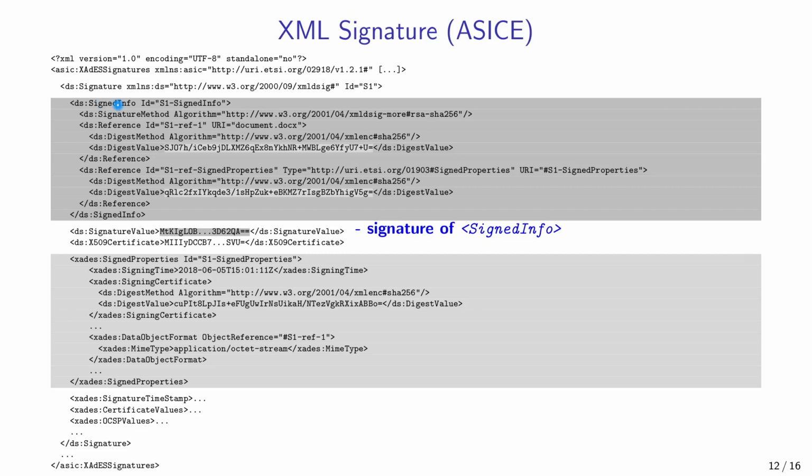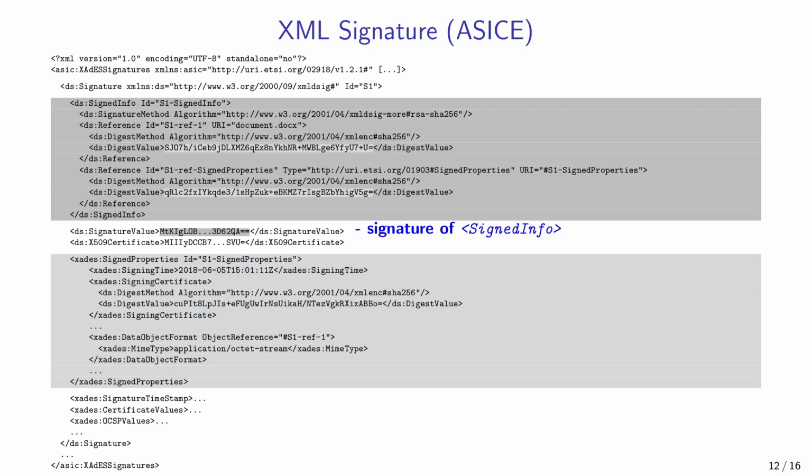The signed info element contains hash values of two other important XML elements. The first is the document that is signed, so this hash must match the hash of the file named document.six that resides in the root directory of the zip container. The second hash is the hash of the signed properties element, which contains some signed metadata.